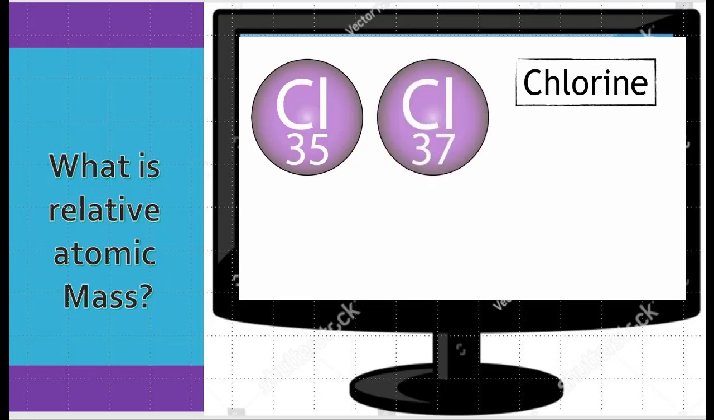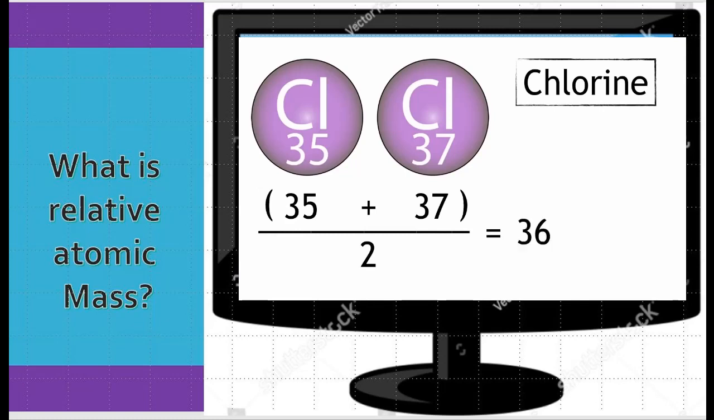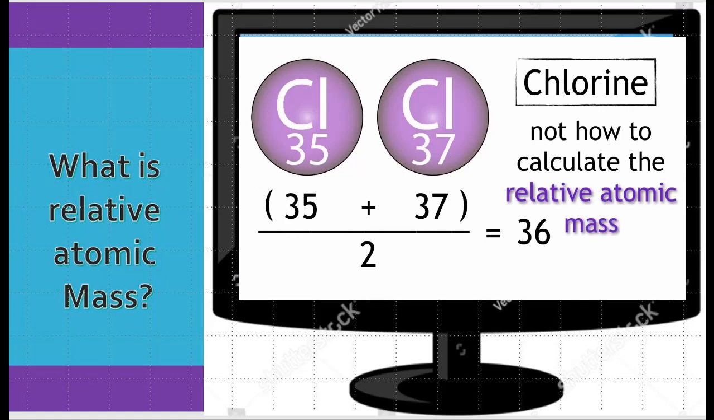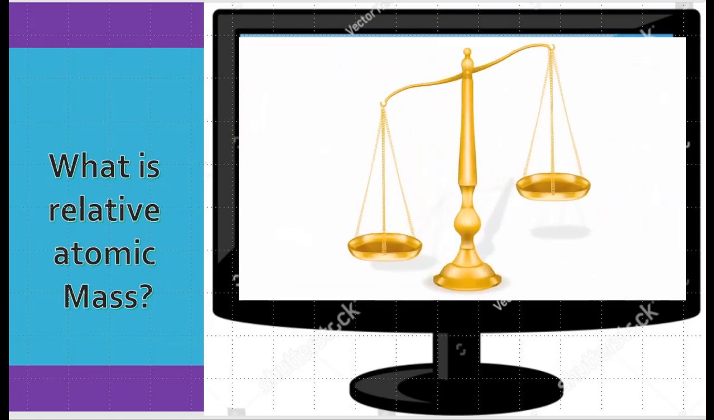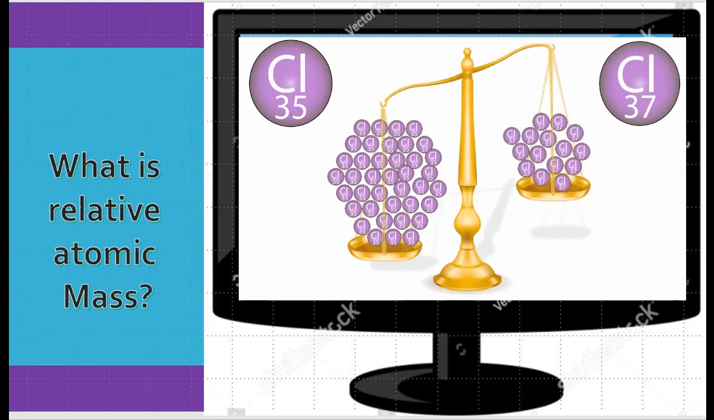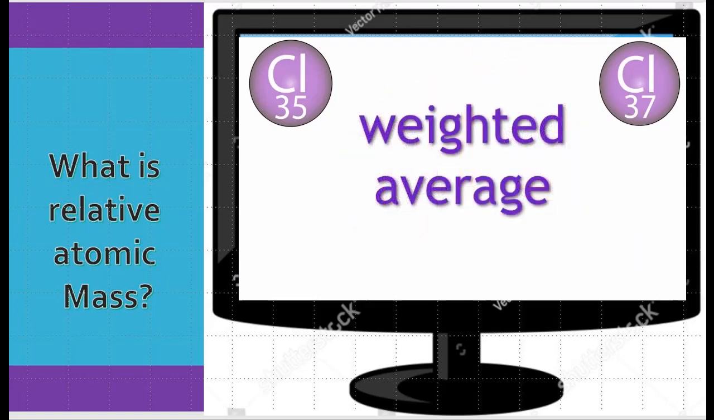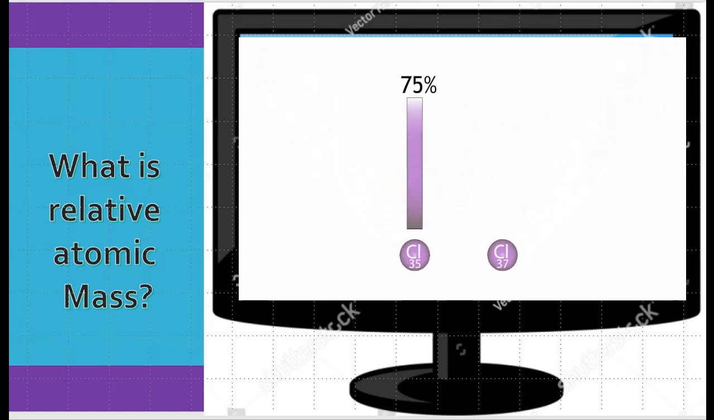In most cases, to take a simple average, you would just add the values together and then divide by the number of values. In this case, it would be 35 plus 37 divided by 2, and you would get an average of 36. But this is not how you calculate the relative atomic mass. We need to remember that we are talking about number of atoms. There are a certain number of chlorine atoms with a mass of 35 and a certain number of chlorine atoms with a mass of 37. However, within a sample, the levels of each isotope are not equal. So we take this into account when we are calculating the relative atomic mass, so that we are calculating a weighted average. Naturally occurring chlorine is made up of 75% chlorine 35 and 25% chlorine 37.